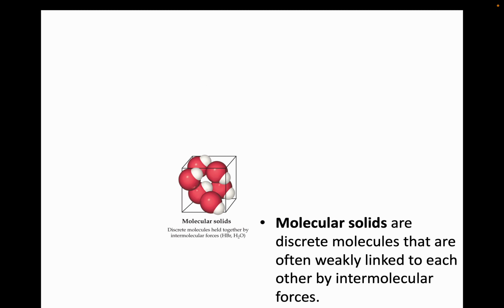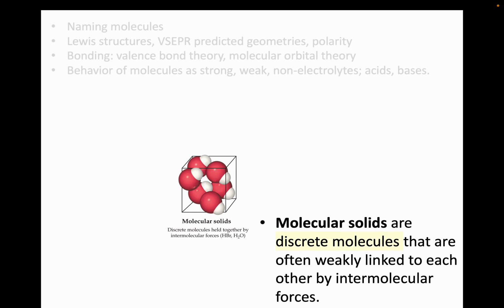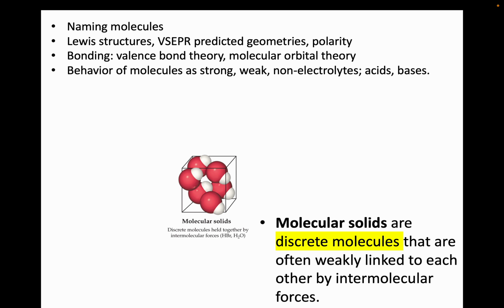Molecular solids, again, those are described by having discrete molecules that are often linked to each other by intermolecular forces. We've done a lot with discrete molecules. We've looked at naming particular molecules. On midterm 3, there was analysis with Lewis structures, VSEPR predicted geometry, and polarity. A lot of different ideas and skills all grouped together there.